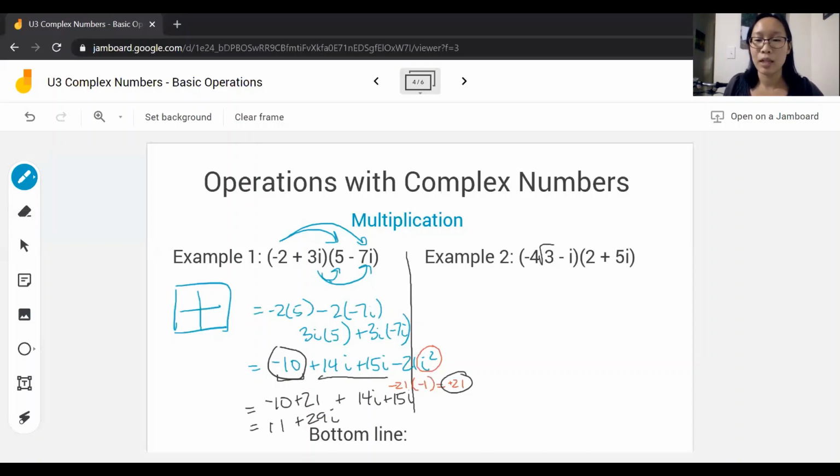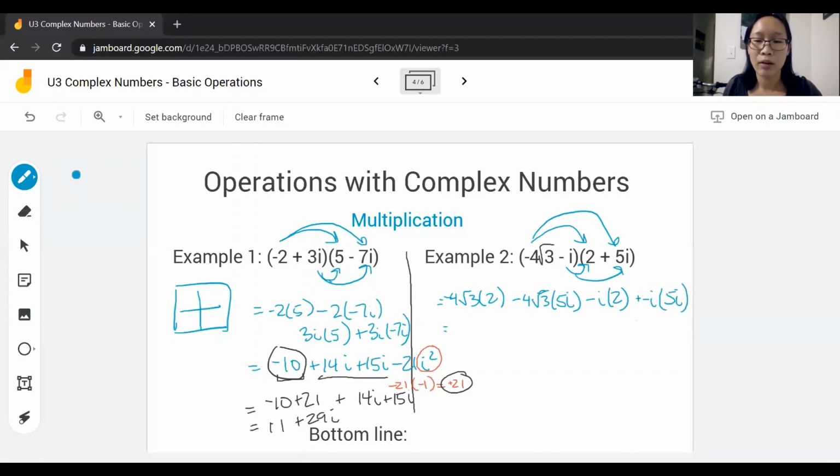My first term is negative 4 root 3 times 2. My second term is negative 4 root 3 times 5i. My third term is negative i times 2. And then my fourth term is negative i times 5i.